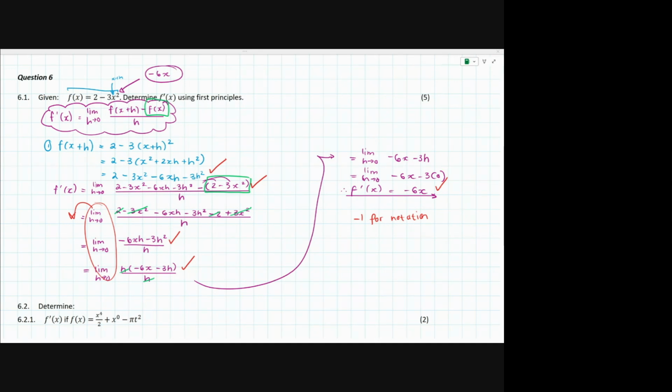Okay. And then, ma'am, with the limit as h goes to 0, would you lose a mark if you didn't write it when you were substituting the 0 into the h? You don't really have to show that substitution step. Obviously, you can if you want to. But no, because you're showing that the limit is h goes to 0. So no, it would be fine.